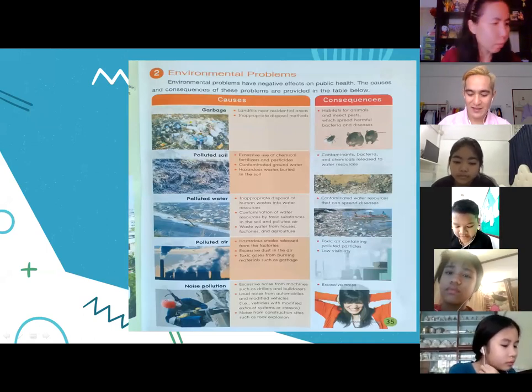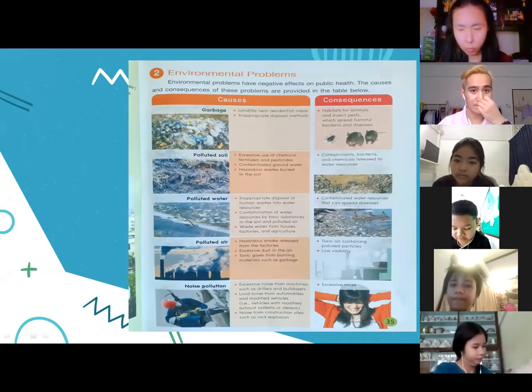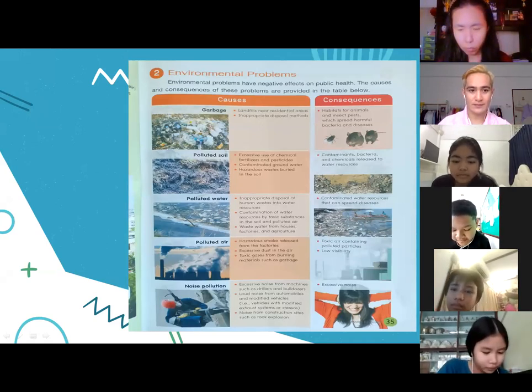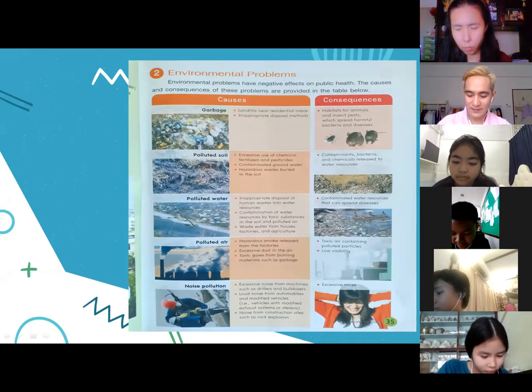Polluted soil. Excessive use of chemical fertilizer and pesticides. Contaminate groundwater. Hazardous wastes buried in the soil.